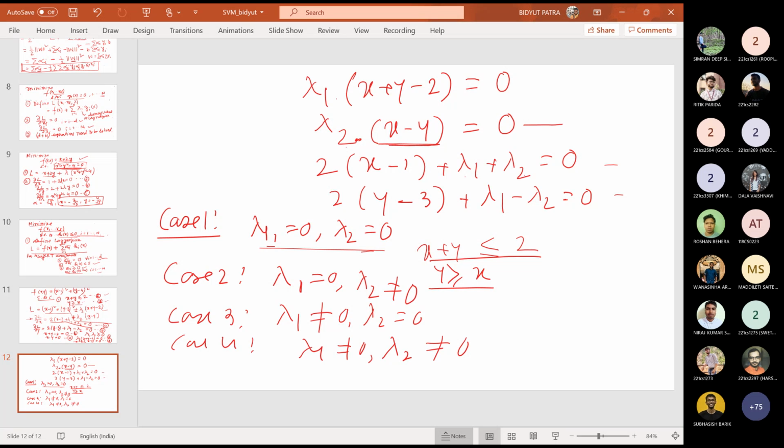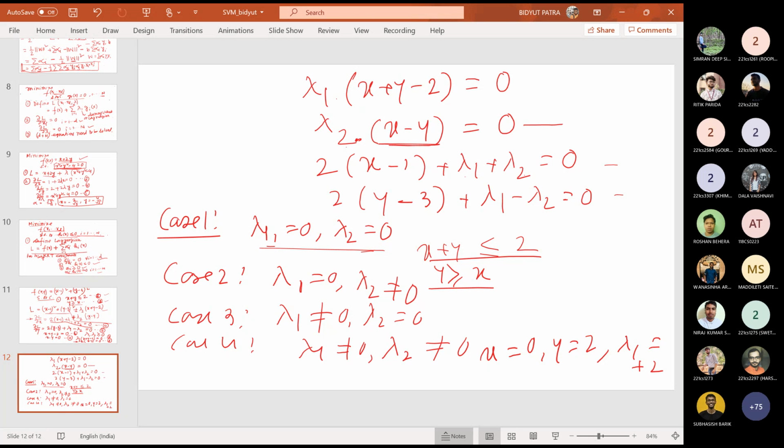In that case, if you solve it, we get a solution here: x equal to 0, y equal to 2 and lambda 1 equal to plus 2. So in that case this will satisfy. Okay, so that way we can solve the problem.